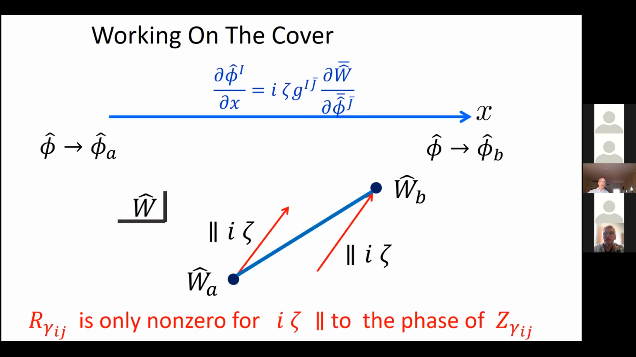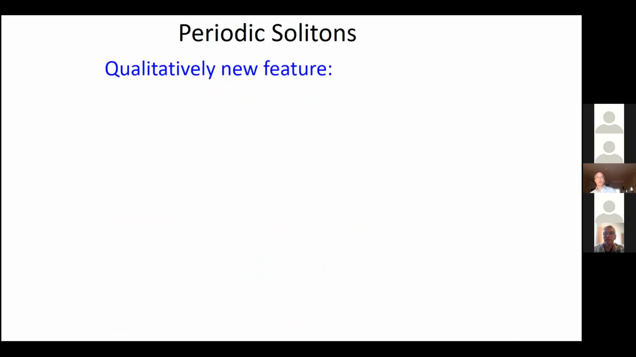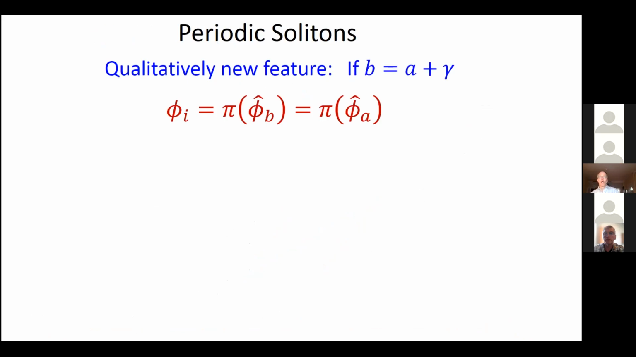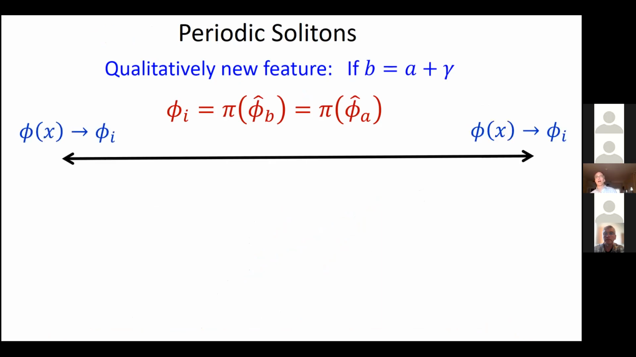Now, in the case where we have twisted masses, and we do not have a superpotential on the base, but only on the covering space x hat, there are some qualitatively new features having to do with periodic solitons. So we could consider the case where the boundary condition B on the right is just a deck transformation of the boundary condition on the left.